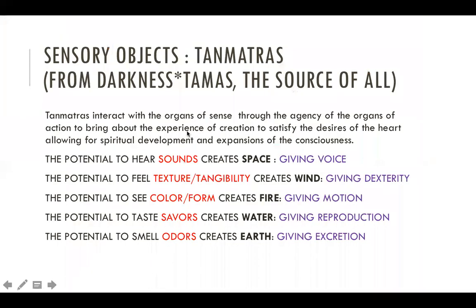The potential to hear sounds creates space, giving us our voice. The potential to feel texture or tangibility creates wind, which gives us dexterity in our hands. The potential to see color and form creates fire, which gives us motion. The potential to taste savors or flavors creates water, which gives us reproductive ability. And the potential to smell odors creates the earth element, giving us our ability to excrete waste.